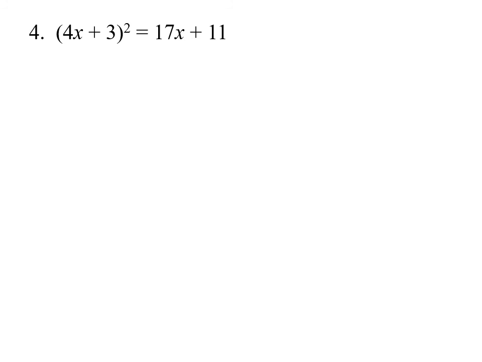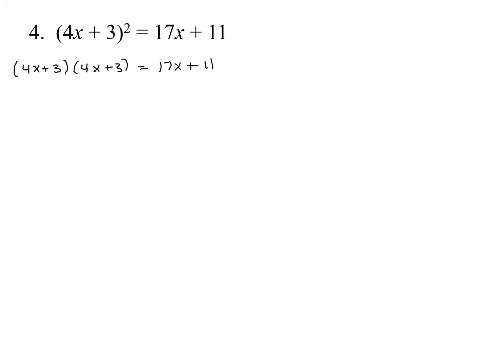Okay, this one's probably like worst case scenario. It is totally in the wrong form. It is so much in the wrong form that we're going to have to do some FOILing and all sorts of stuff to get it into the correct form. So the left-hand side is the same thing as 4x plus 3 times 4x plus 3. I have to FOIL those two terms together before I can subtract the 17x and the 11.